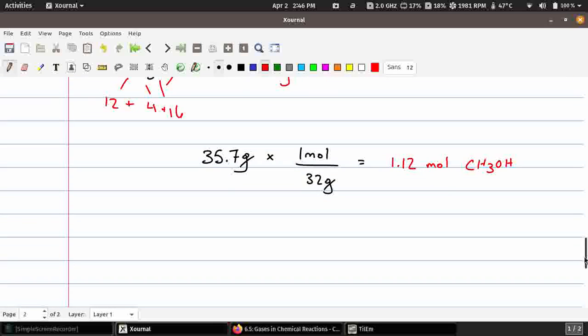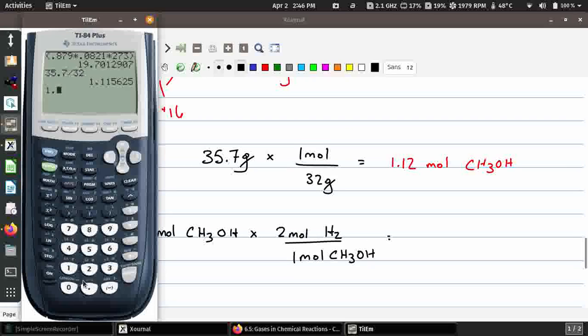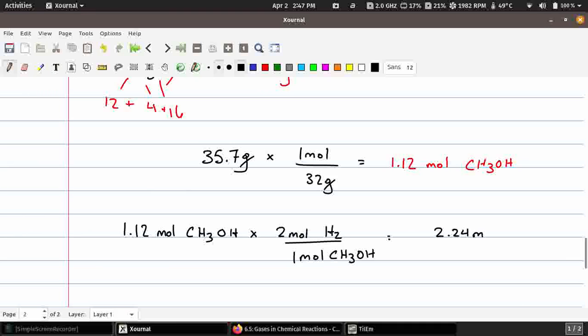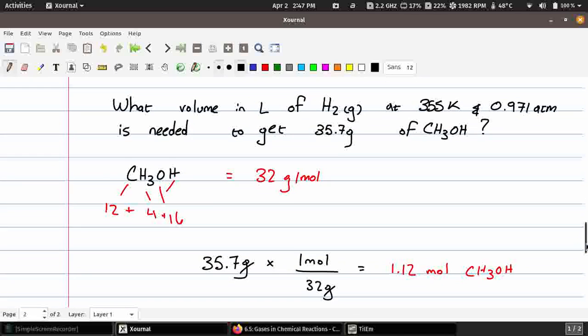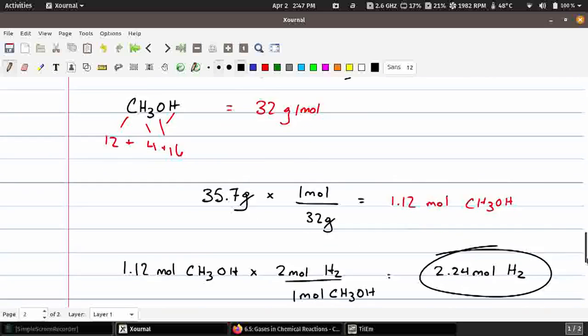So we have to figure out how many moles of hydrogen were needed to create this. We have 1.12 moles CH3OH times 2 moles H2 divided by 1 mole CH3OH. So 1.12 times 2 is 2.24 moles H2. So this is how many moles of hydrogen gas that we need. So the volume in liters at this temperature and this pressure is needed to get this many grams.